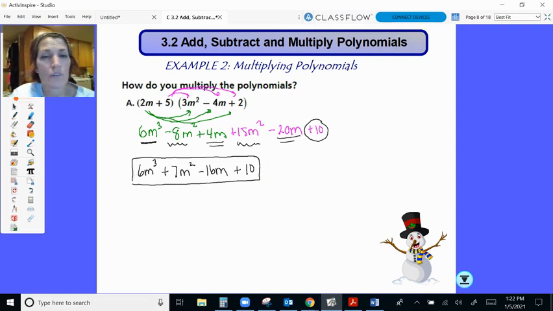Always making sure I get all of my terms accounted for. That's the biggest trick: when you have a long string of terms, you can lose some terms out there. So make sure you have all your terms accounted for.